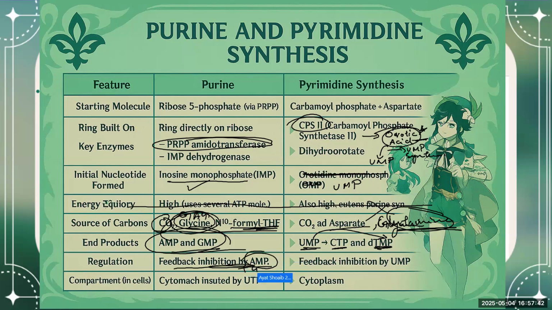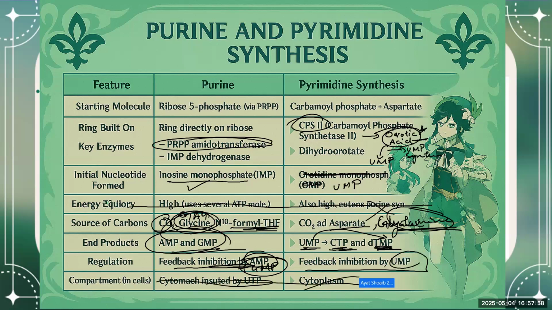Okay. Regulation, feedback inhibition by AMP. AMP and GMP are the main products of this. So if you have enough products, you're obviously not going to need anything else more, right? So you're going to be like, all right, stop. Feedback inhibition by UMP. It can also be by CTP and TTMP. You don't really need to know this.